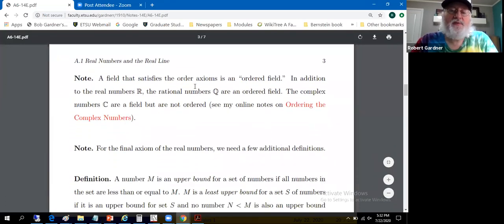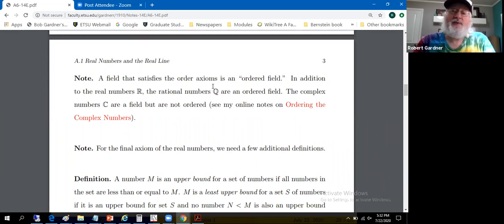A field that satisfies the order axioms, so a structure that satisfies everything we've listed so far, is called an ordered field. The real numbers are an ordered field. The rational numbers are an ordered field. Complex numbers may be a little surprising. They're not an ordered field. They're a field, but they're not ordered.